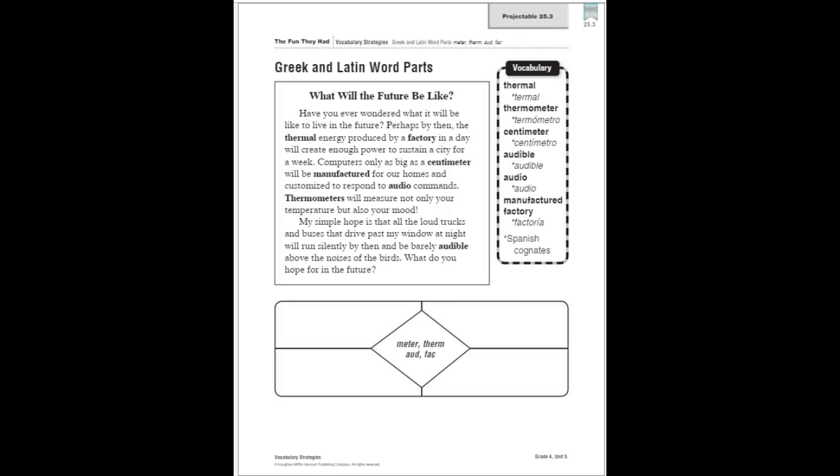You will see a 4-square map on the bottom of this projectable. We're going to identify the words with Greek and Latin word parts from the passage. We are just going to group the words according to what Greek or Latin word part they contain. So we have thermal, and I see thermometers also has therm in the beginning. So I would put those in one box. In another box, I might put audio and audible because they both have aud.